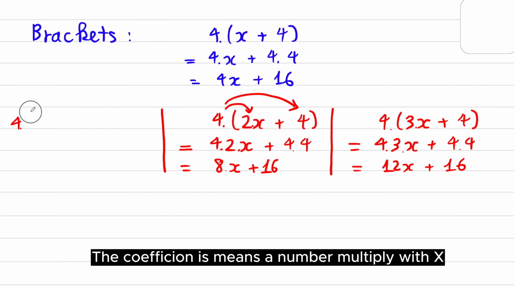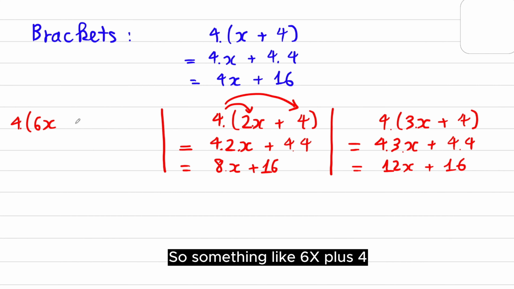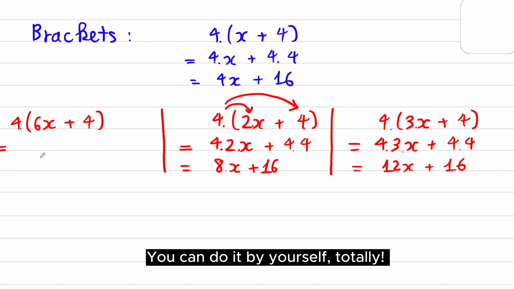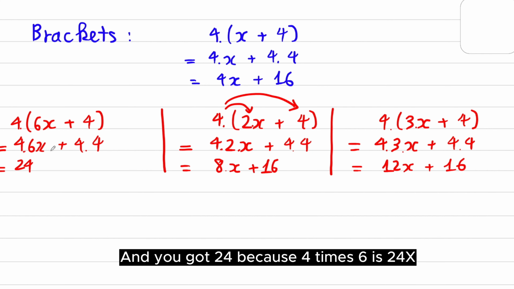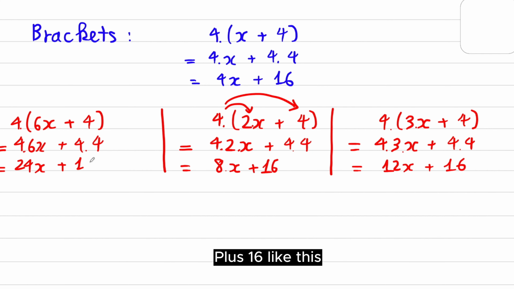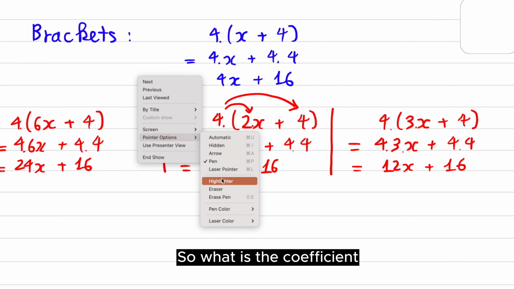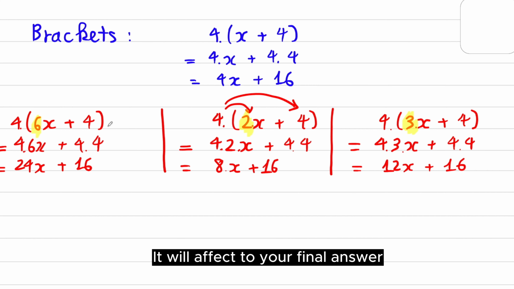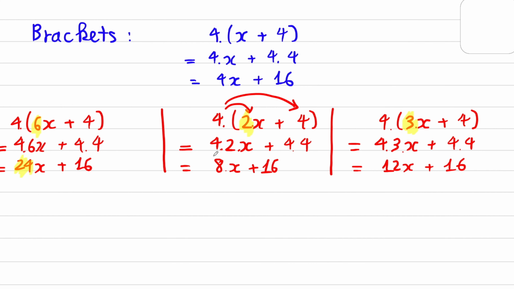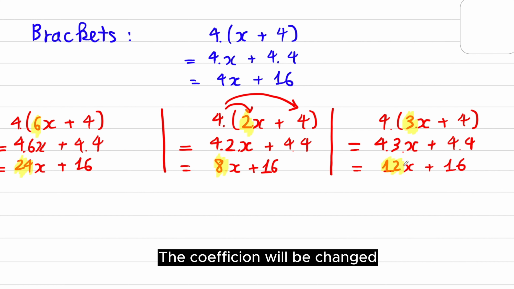Sometimes the question will give you another coefficient. The coefficient means the number multiplied with x, so something like 6x plus 4. I think in this example you can do it by yourself totally. 4 times 6x and plus 4 times 4, and you get 24x because 4 times 6 is 24, plus 16. So what is the coefficient? The coefficient of x is 2 for the first example, 3 in the second example, and 6 in this example. It will affect your final answer, and the coefficient will change.